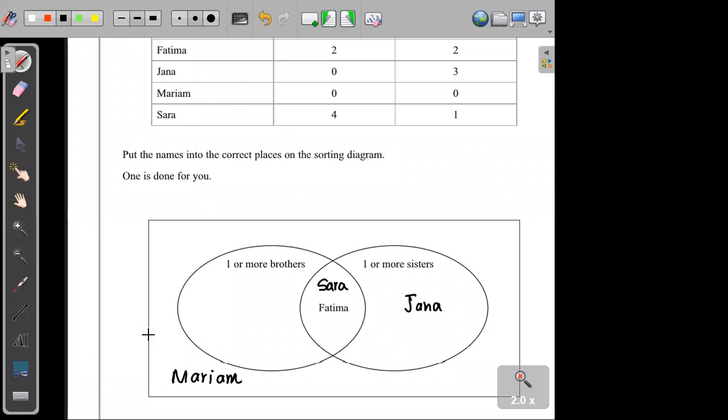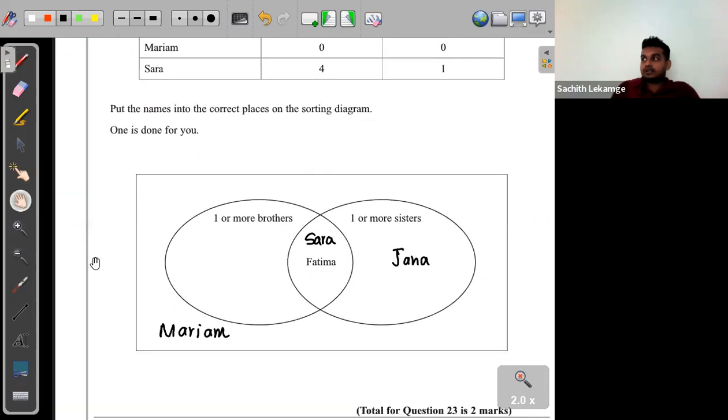So if you get 2 correct, 1 mark, right? If you get 2 correct, 1 mark. Okay. 2 marks for the question. If you get 2 correct, 1 mark.